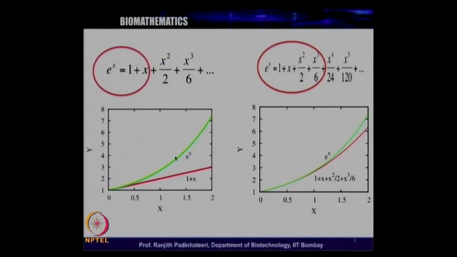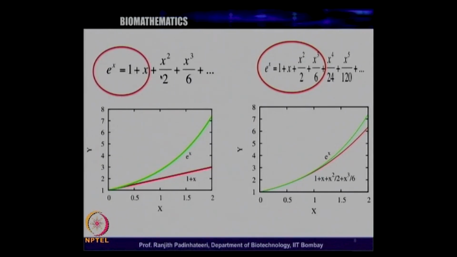So here again, e power x is shown in green, and 1 plus x is shown as a red line. When the x value is very close to 0, these lines are the same. That means e power x is the same as 1 plus x when x is very close to 0.